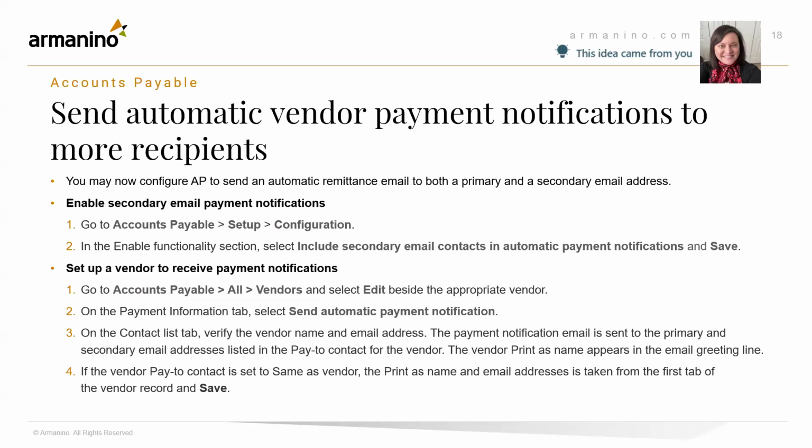And this idea came from you, so definitely encourage you to continue to be utilizing and involved in the community. You can send automatic vendor payment notifications to more recipients. Now you're able to enable a secondary email address to have AP payment remittance emails sent to two different email addresses. And below that are the instructions on how you can set that up in the accounts payable setup configuration, if you have that admin privilege. And then you would go into accounts payable, all vendors, and edit each vendor to enable that automatic payment notification.